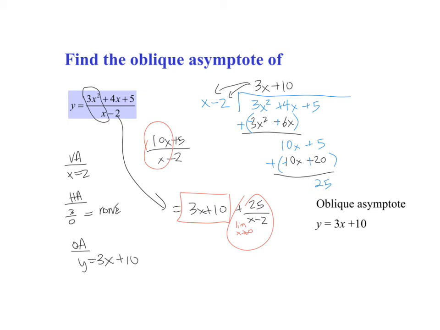If we were to graph this out, let me just sketch a graph here quick. So if we were to graph this equation, we had our vertical asymptote at 2.